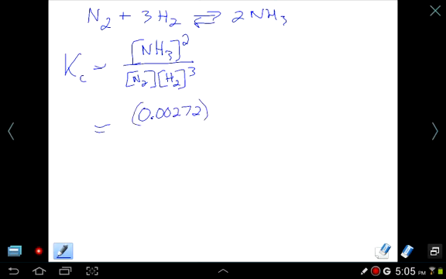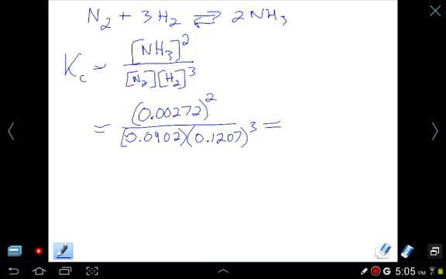We'll have to square this quantity. And then on the bottom, N2 was found to be 0.0402. H2 was found to be 0.1207, and then we'll have to cube this quantity. Oftentimes I recommend calculating these out separately and then dividing them, because it's possible to plug these in incorrectly into the calculator. So I would recommend calculating the top and the bottom out separately.